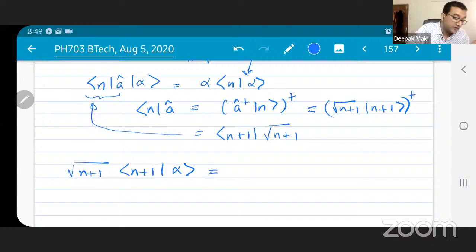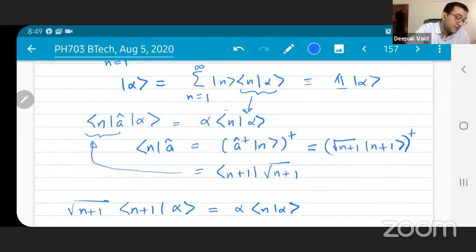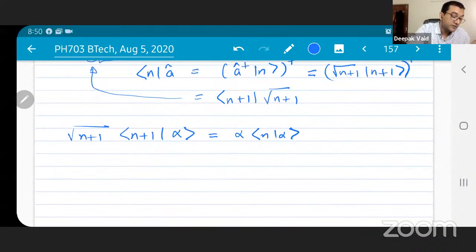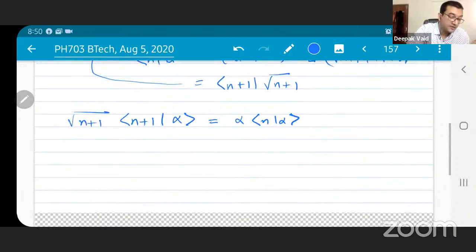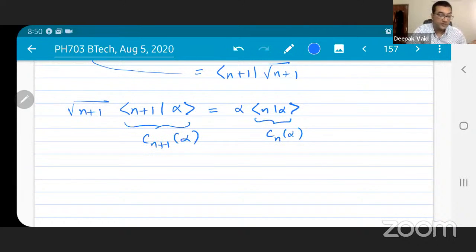And on the right, what do I have? I have alpha times ⟨n|alpha⟩. So what does this give me, right? What is this quantity? This quantity is Cn, the coefficient of alpha in the number basis, the n basis. So this is C of n, and this is C of n plus 1, right? So this gives me a recursion relation.